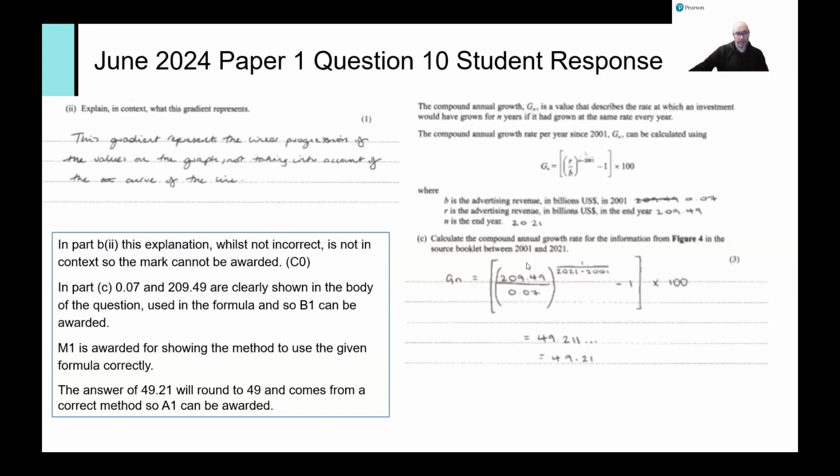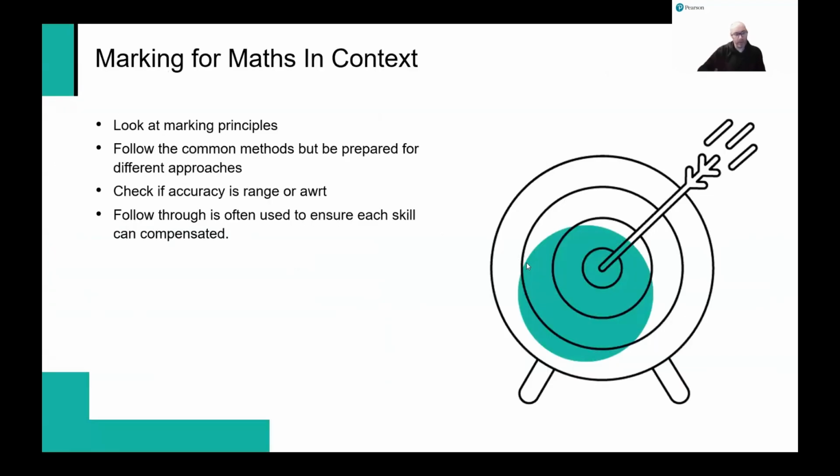So that was the last of our examples. So let's now summarize some important things. It's important that anyone marking these papers looks carefully again at the marking principles, which should be at the start of the mark schemes. There will be several methods provided in the mark schemes. Be prepared for different approaches.